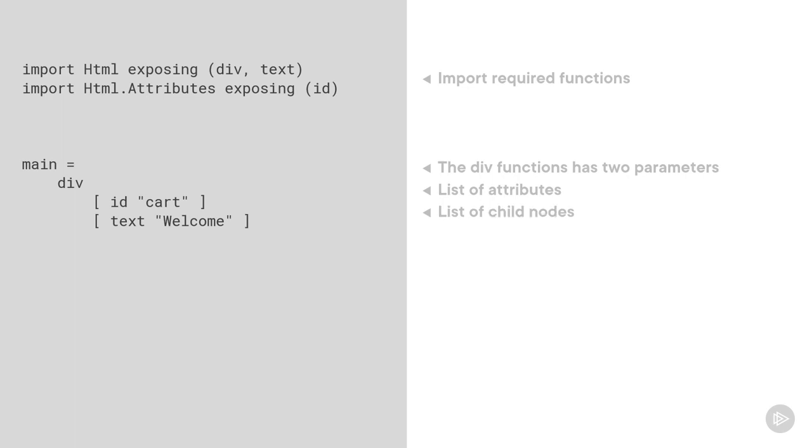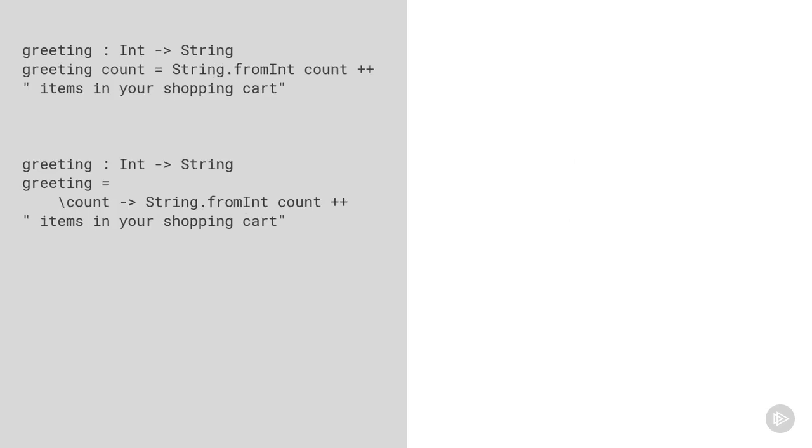Notice how functions play a huge role in Elm. Functions are first-class citizens, which means they can be accepted as arguments or returned by another function. Elm supports anonymous functions, which means functions without a name.